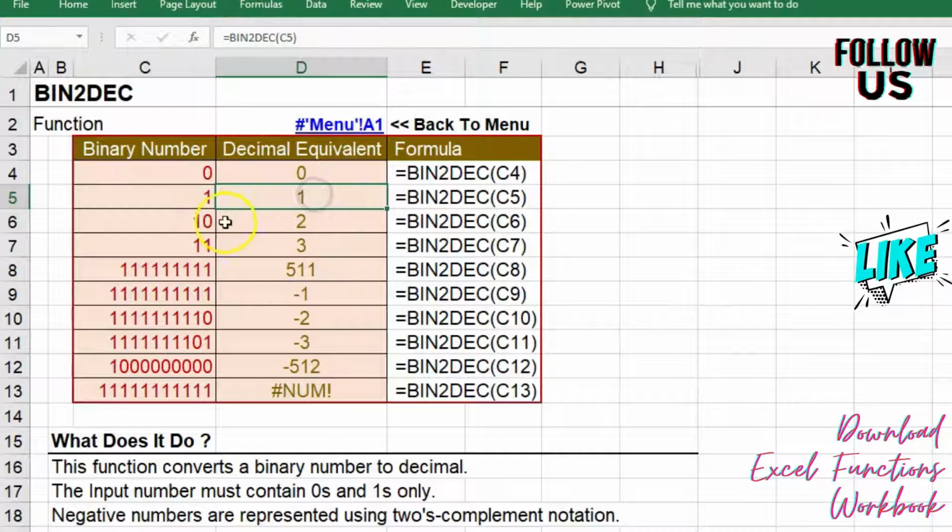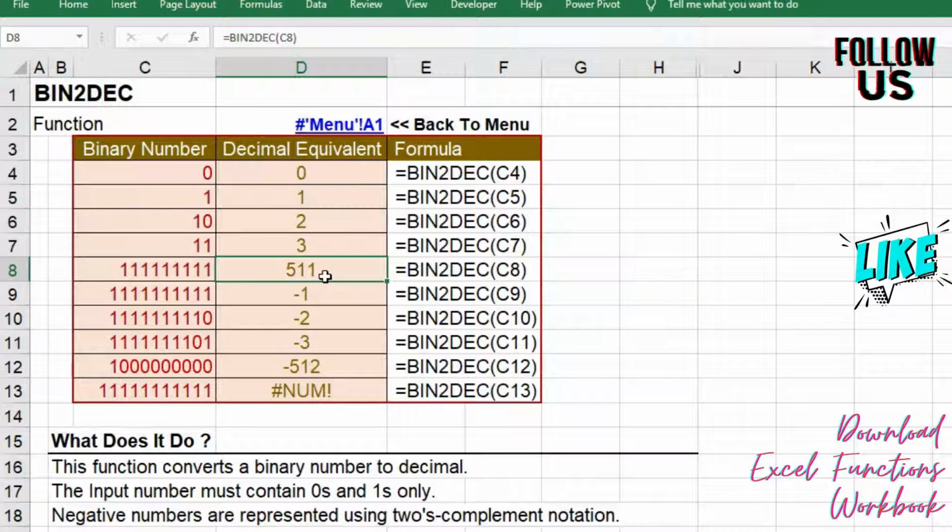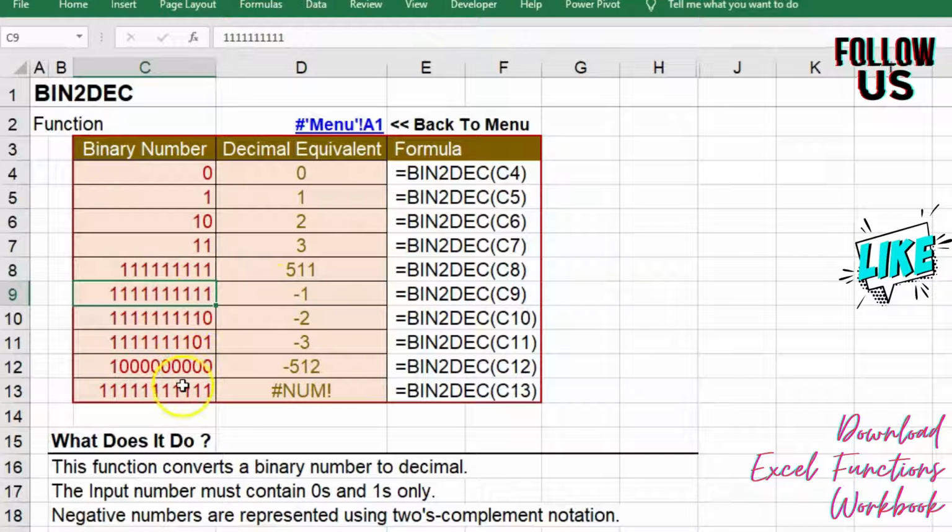This also gives 1. 1 and 0 is 2 in decimal. 1 is 3, and 1 in 9 places is 511. That is the max that you can have in this binary to decimal function. So the negative starts from here, and if the characters are more than 10, it throws this error.